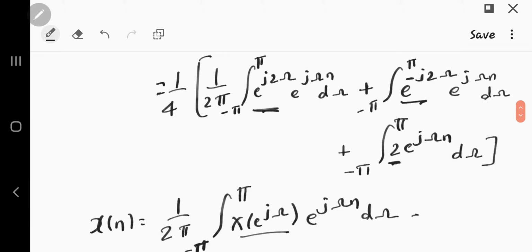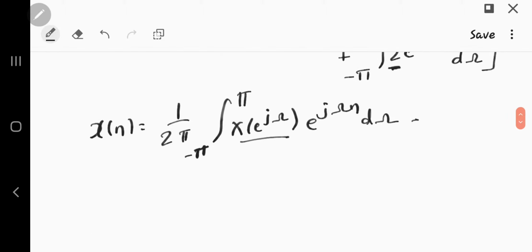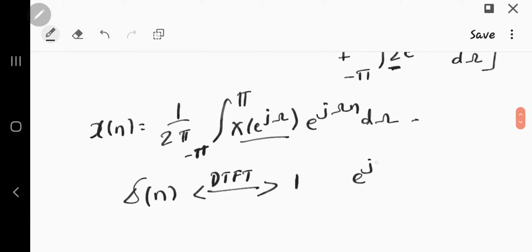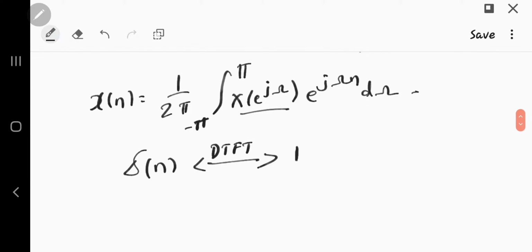How? If you observe, if you perform DTFT on delta n, you will get 1. So I think in the last video I might have said something like e power j omega n. Please make that correction. So this is the time shifted version you are going to get, that is delta n minus n naught.